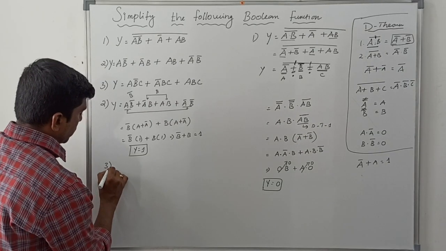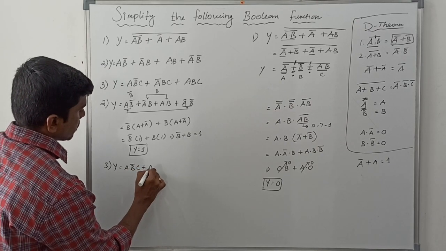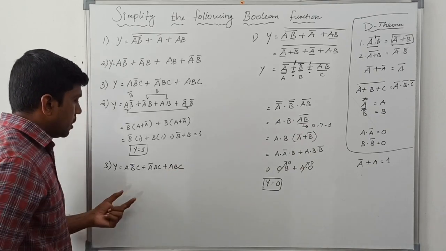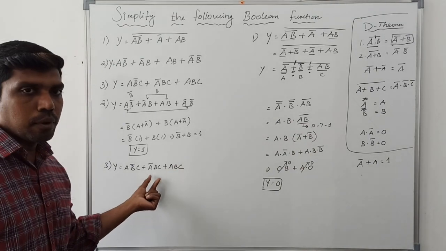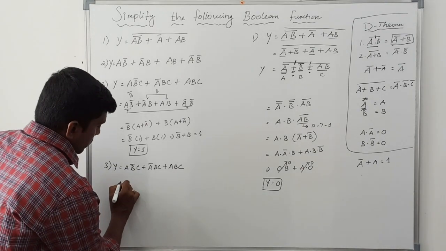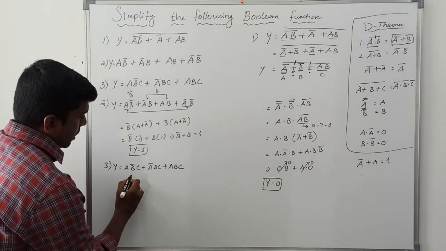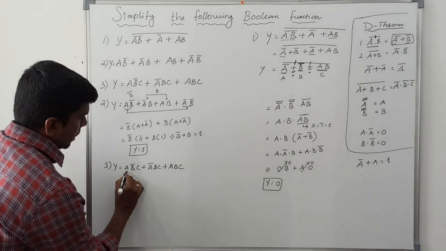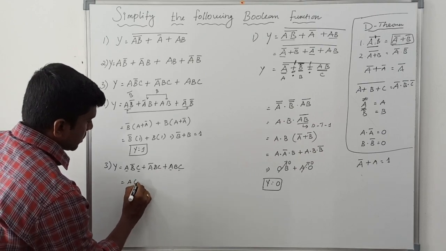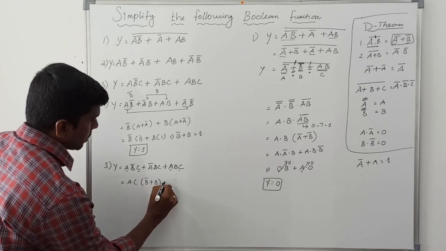Then come to the third problem: Y equal to A B bar C plus A bar B C plus A B C. In this problem we have three product terms, and each term considers three variables. Which term is common among these three variables? Just take it out. Here A and C are common. A, C, I just take it out, leaving B bar plus B.